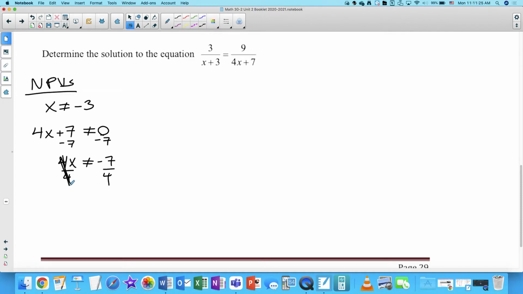Now, the denominators have been completely factored. Are the factors identical? No. So in that case, the least common denominator has to be the one times the other.